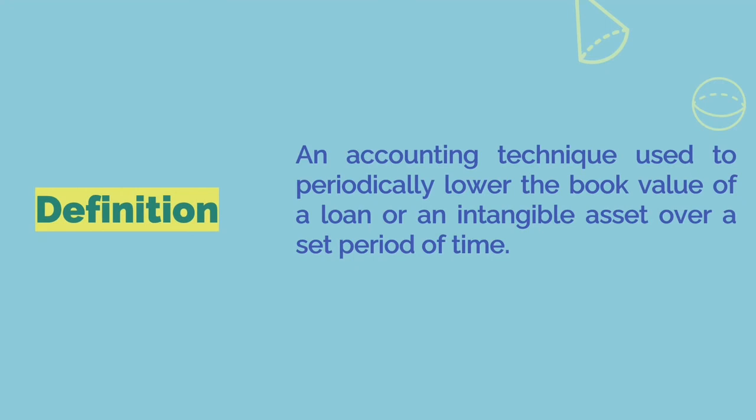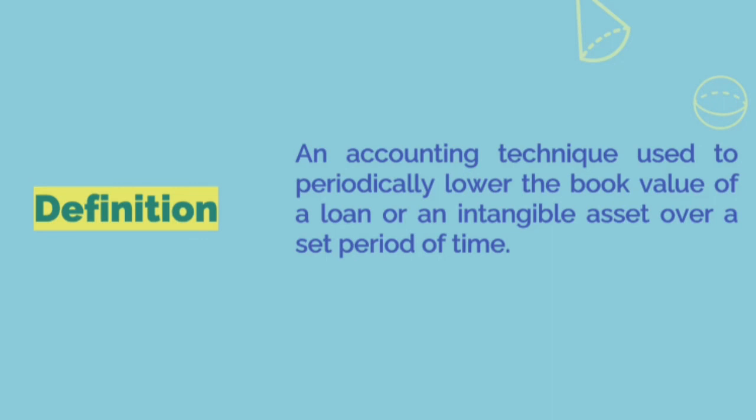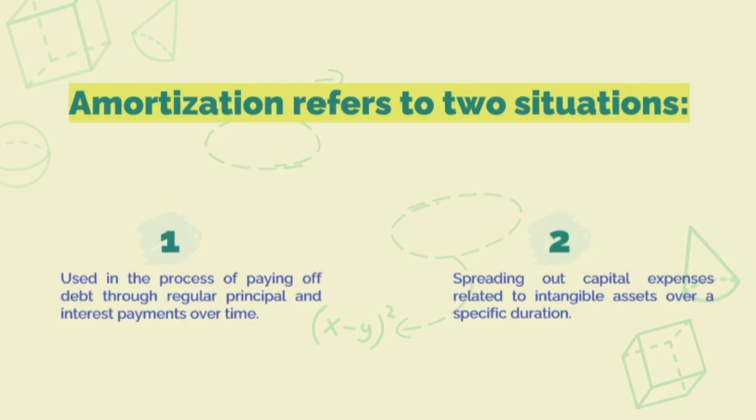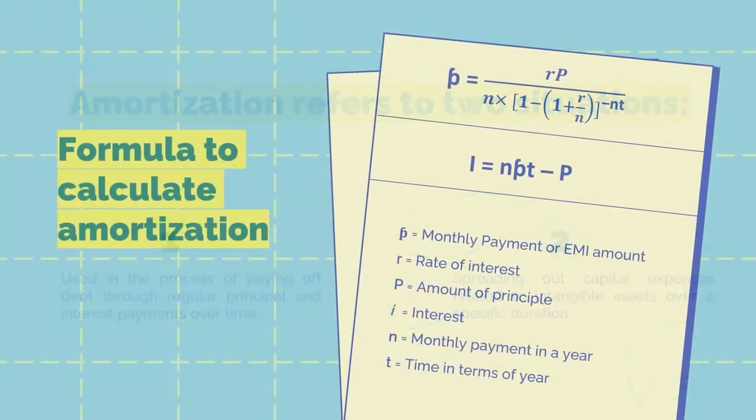What is amortization? Amortization is an accounting technique used to periodically lower the book value of a loan or an intangible asset over a set period of time. Amortization refers to two situations. The first situation is amortization used in the process of paying off debt through regular principal and interest payments over time. The second situation is amortization spreading out capital expenses related to intangible assets over a specific duration.